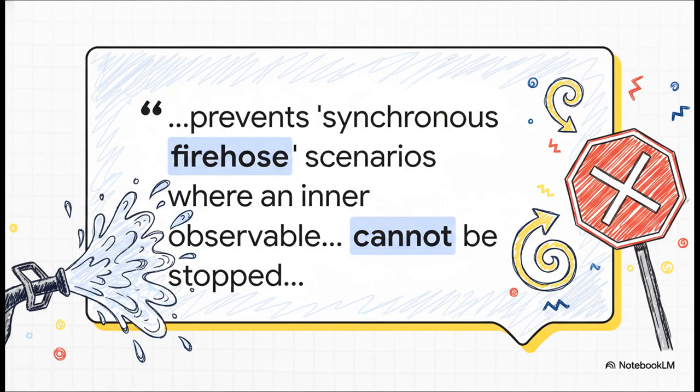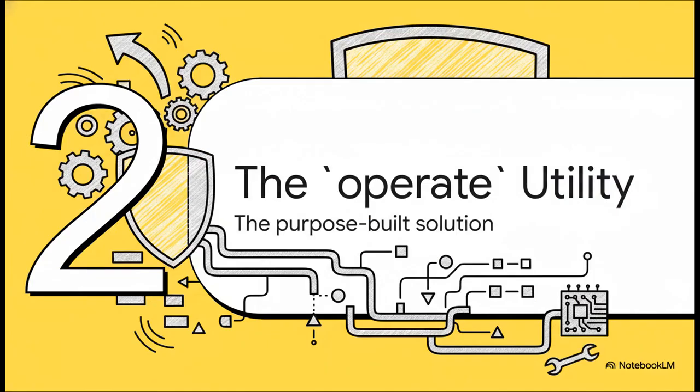And what's really cool is that the documentation actually has a perfect name for this: the synchronous fire hose scenario. This happens when an inner observable starts blasting out values so fast, like a fire hose, that your teardown logic from downstream just can't get set up in time to turn it off. It's a classic, frustrating race condition. And this right here is why we're talking today. Let's introduce the tool that was purpose-built to solve this exact problem, the Operate utility.